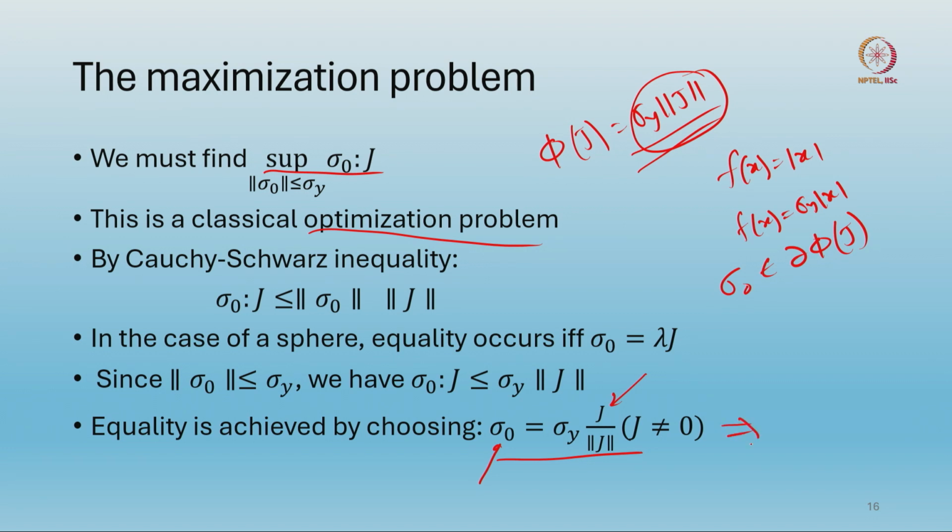So I can write this as sigma 0 by norm of sigma 0, because that is sigma y, is equal to j by norm of j, but I can replace j by epsilon p dot, right. So this is epsilon p dot divided by norm of epsilon p dot, correct. So this is essentially the idea: the co-directionality, which is posited as a hypothesis in classical plasticity, now comes as an automatic outcome, a corollary of the construction, the principle of construction of the dissipation potential, okay.